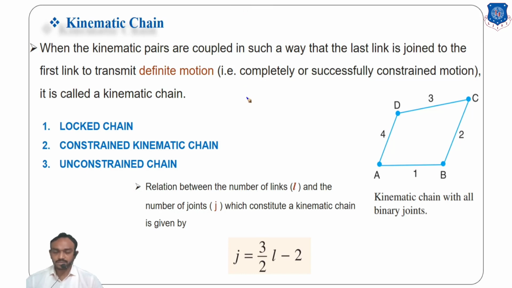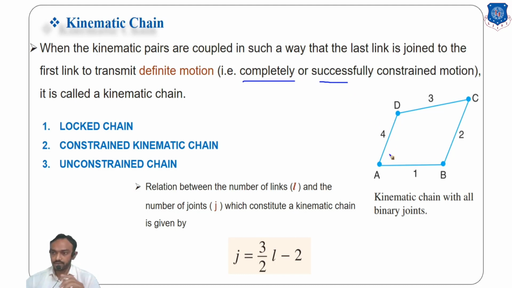When the kinematic pairs are coupled in such a way that the last link is connected to the first link to transmit definite motion, it is called a kinematic chain. But what is definite motion? Definite means completely or successfully. You also know the definition of that. So motion is possible only in one direction.